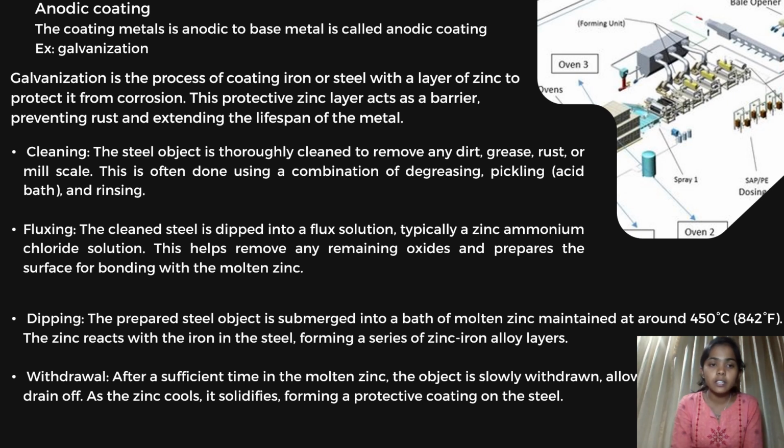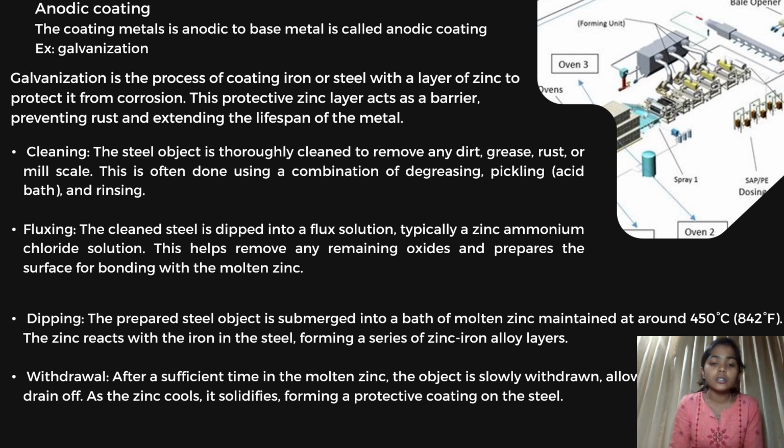For example, galvanization. Galvanization is a process of coating iron or steel with a layer of zinc to protect it from corrosion. This protective zinc layer acts as a barrier, preventing rust and extending the lifespan of the metal. The galvanization process follows these steps. First one is cleaning. The steel object is thoroughly cleaned to remove any dirt, grease, rust, or mill scales.